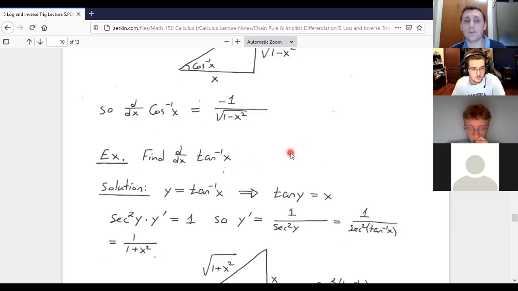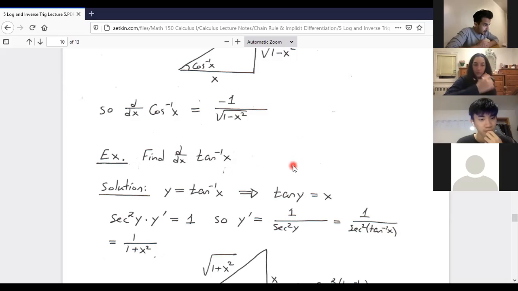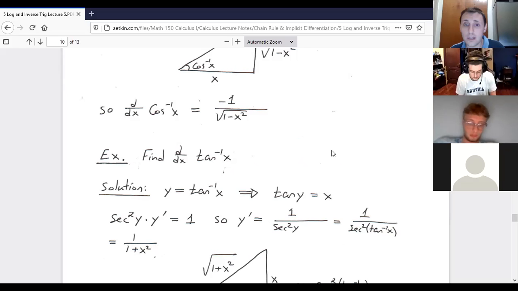So secant squared y times y prime is equal to 1. And that means that y prime is 1 over secant squared. Again, if you noticed, I hope you do, it's just an obvious relation to geometry: it's 1 over the slope that you obtain when you differentiate tangent, because those are the same curves, yes?